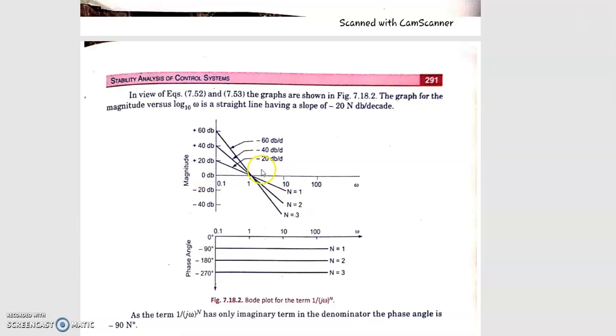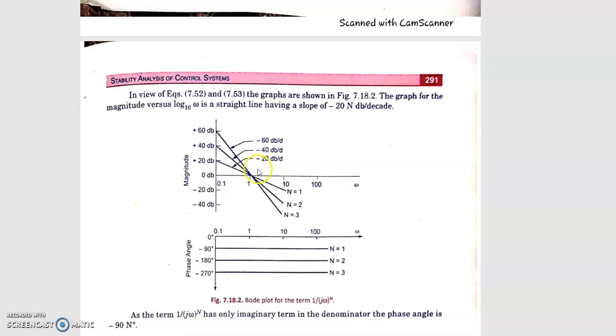Now comes the basic concept of how we can take a reference line or reference slope in a Bode plot. Look at this diagram, in which we have magnitude versus omega and phase angle versus omega. In the first diagram, the y-axis is divided into 20 decibel, 40 decibel, and 60 decibel, and the x-axis is a logarithmic scale, log omega. So when we draw on semi-log paper, it will be in the form of decades.